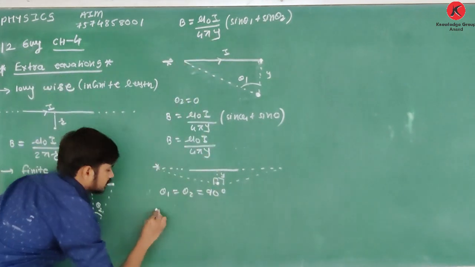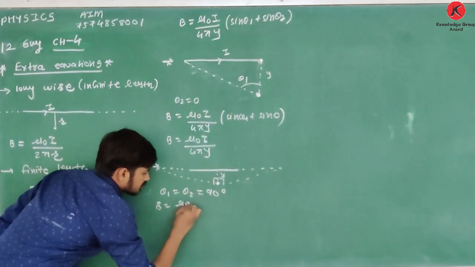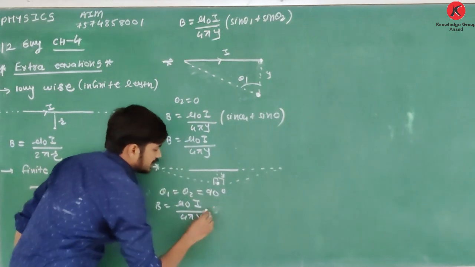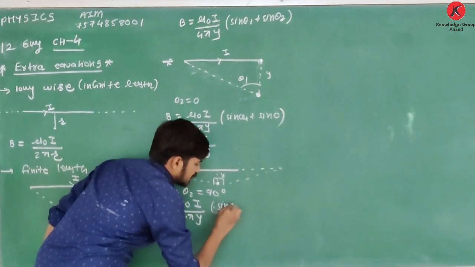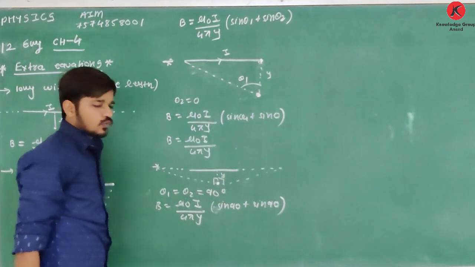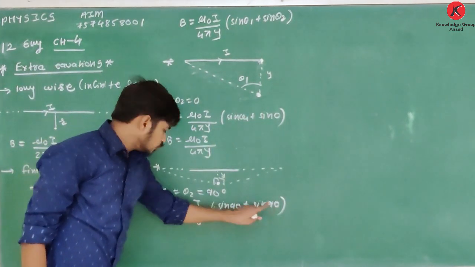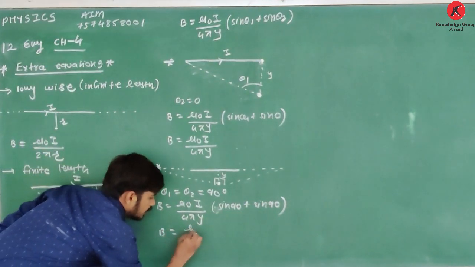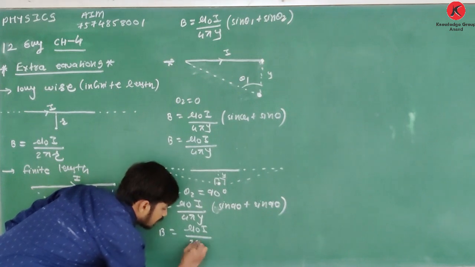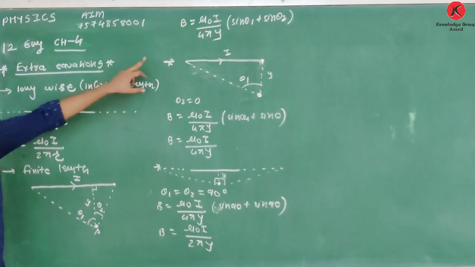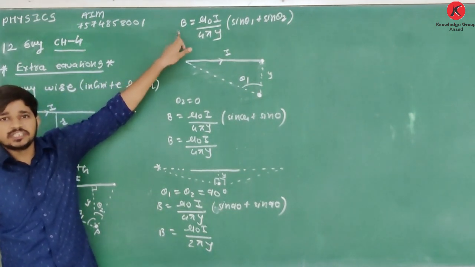Put in this equation. Then B is equal to mu 0 I upon 4 pi y into sin 90 plus sin 90. We know the value of sin 90 is 1. So 1 plus 1 is 2, divided by 4, it is 1 by 2. So B is equal to mu 0 I upon 2 pi y. This equation. Clear about this? So yes, you have to remember these equations.